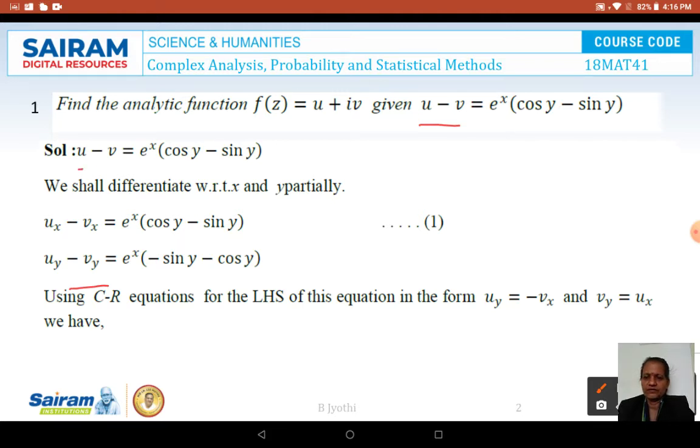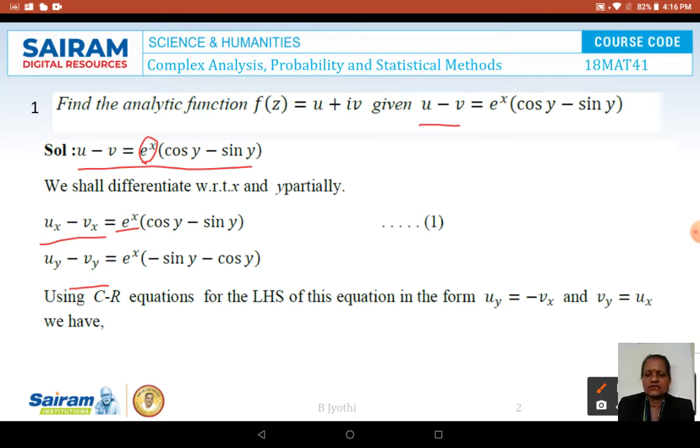So they have given u minus v is e power x into cos y minus sin y. We shall differentiate it with respect to x and y partially. When we differentiate this with respect to x, only this e power x will be differentiated because cos y and sin y will be treated as constant when partially differentiated with respect to x. And the derivative of e power x is e power x.